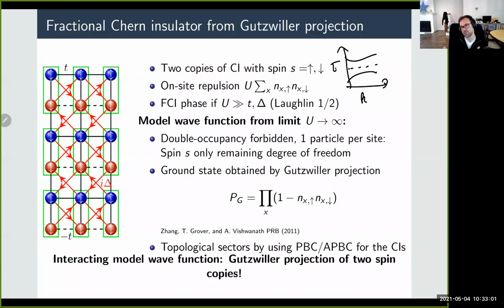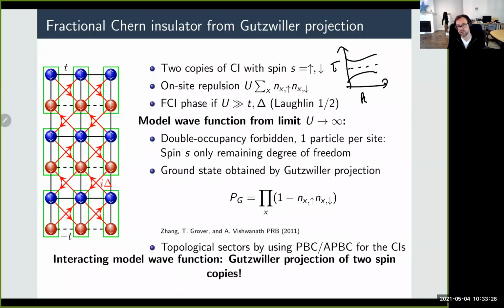And now you take 2 copies of this system, one you dub spin up, the other you dub spin down, and you imagine that you have a strong on-site repulsion between the up and the down electron. So the FCI, fractional Chern insulator phase, will emerge if the interaction is strong compared to the gap of the system and the bandwidth. And you can build a very nice model wave function in the large U limit.